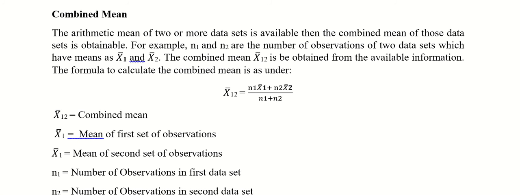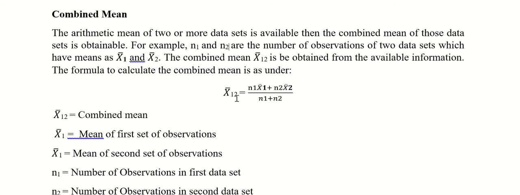So n1 and n2 are basically observations: n1 is data set 1 and n2 is data set 2. And x bar 1 and x bar 2 are the mean of data set 1 and the mean of data set 2, and their combined mean is x bar 12. So this is the combined mean. These are the expressions. Now how do we calculate combined mean?